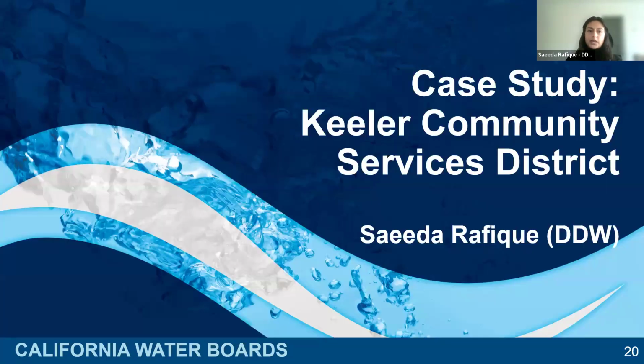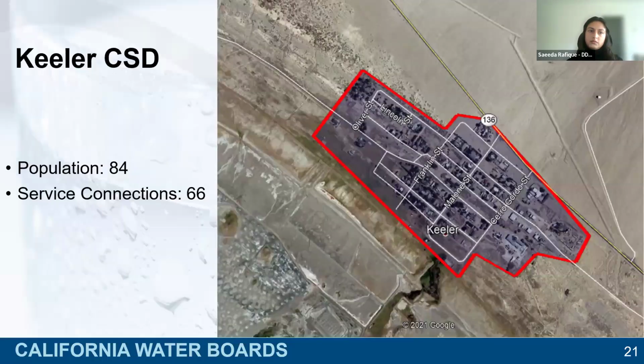So now I'll share with y'all a specific administrator case study at Keeler Community Services District. Keeler is located in a small remote area in Inyo County. This system serves a population of 84 people through 66 service connections.